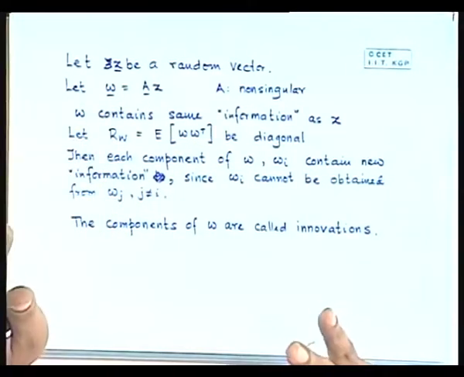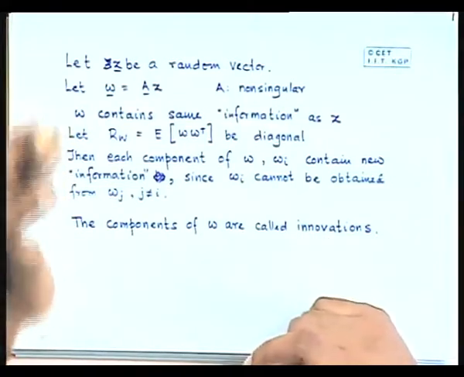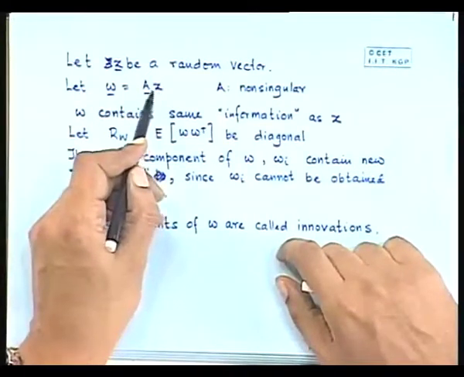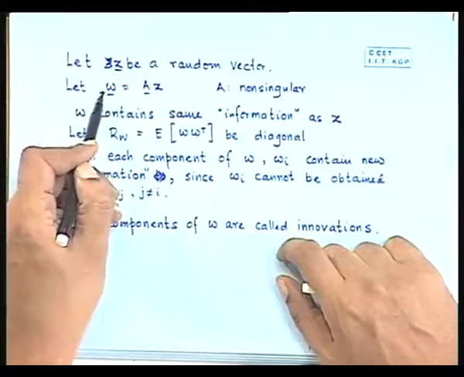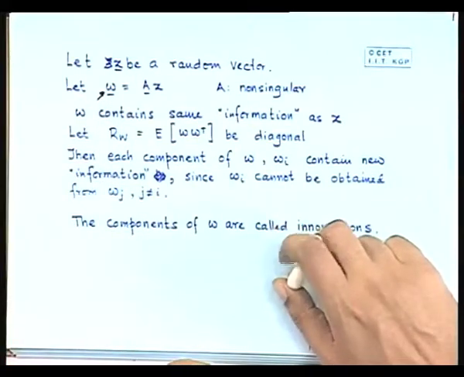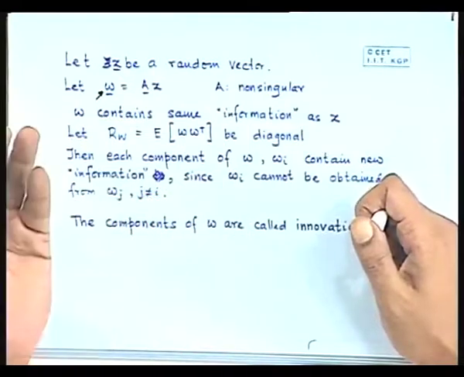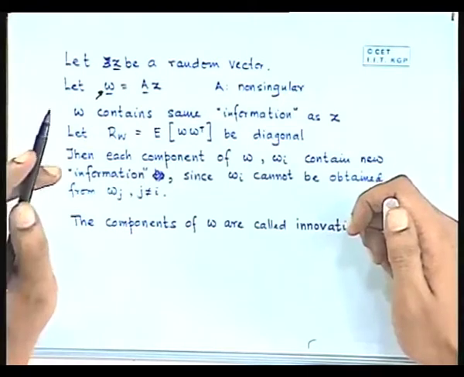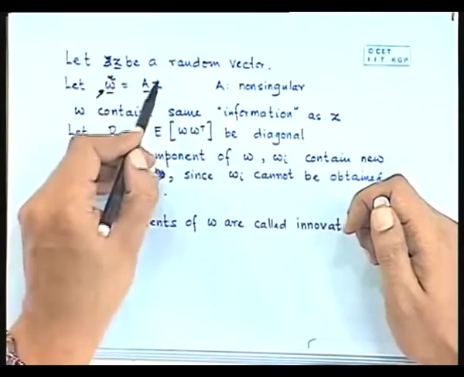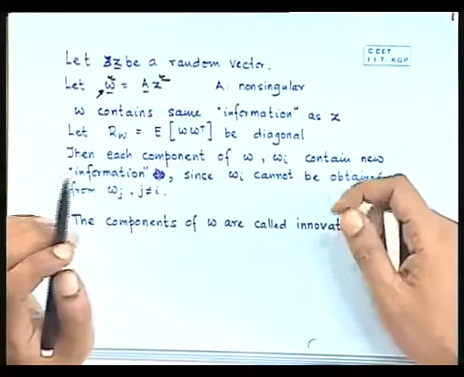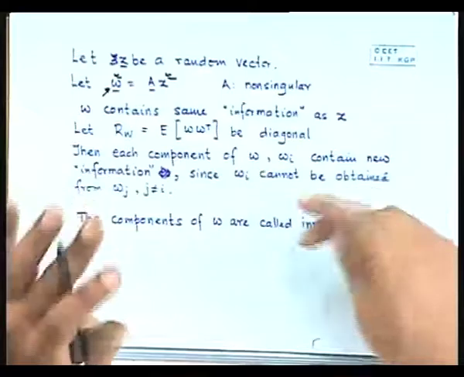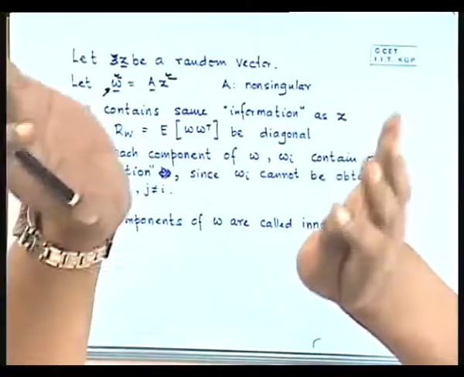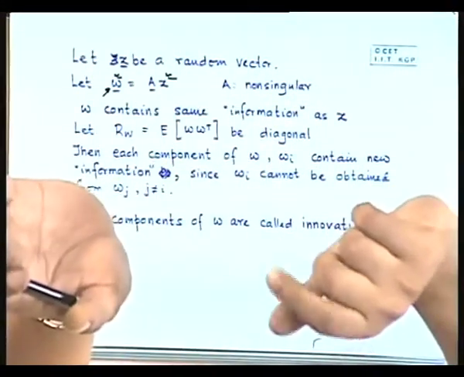Suppose x is a random vector of any length. It has some components, x1, x2, and so on. Now suppose that by multiplying x by a matrix A, I can generate a vector W. One vector multiplied by a matrix will give me another vector. In a sense these W's have been generated from x, so there is nothing new; whatever information is there in x, you have used that to generate W. So W contains the same information as x, you can say.